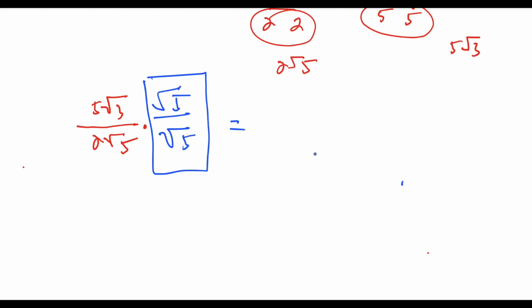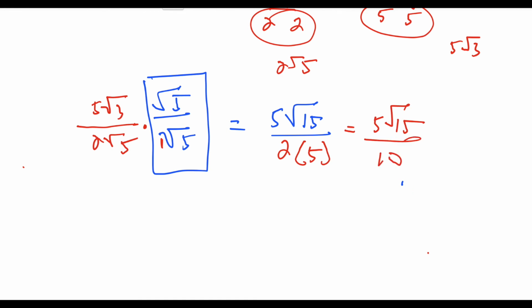All right. So we'd get 5 root 15 over, well, 2 times invisible 1, which is 2. And then root 5 times root 5, which is 5. So that's 5 root 15 over 10. All right, 5 goes into itself how many times? Once. And then 5 goes into 10? Twice.